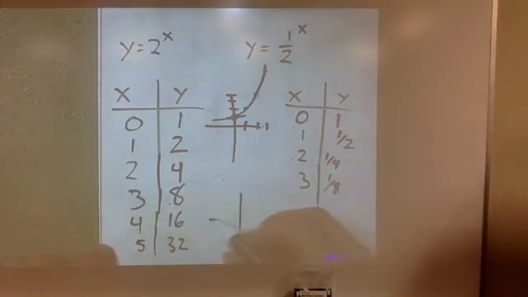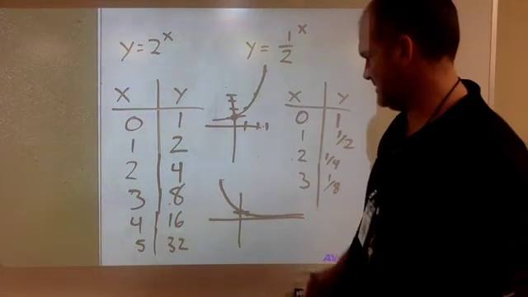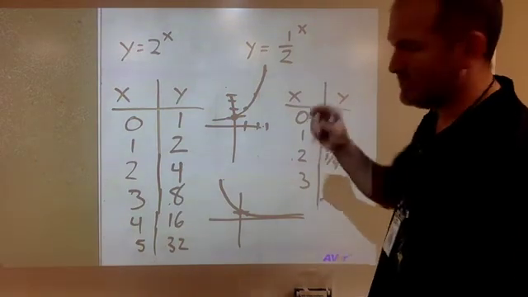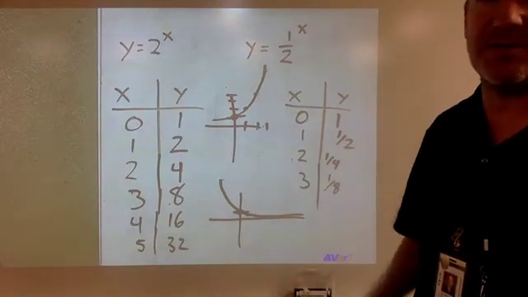Over here, 0 is 1. 1 is 1/2. 2 is 1/4. 3 is 1/8. So this graph would look like that. It's never going to quite touch the x-axis because y is never going to be 0. It's just going to be a smaller and smaller and smaller fraction. It's never going to quite hit 0.